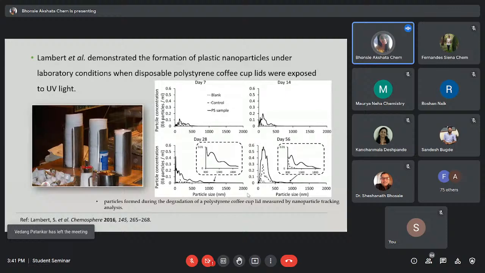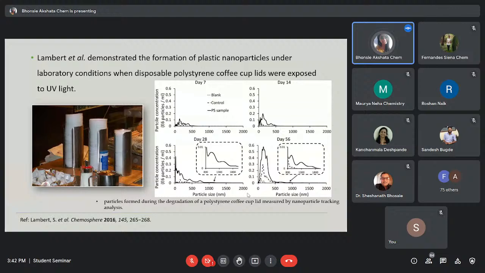On day 28, it is rising. Day 56, it is much higher. So he showed that when these polystyrene coffee cup lids were exposed to UV light, it results in fragmentation, the breaking down of these materials, and the production of nanoparticles. The very important conclusion which could be drawn from this is that the macroplastics lying so openly in landfills and on our Earth's surface, under the hot sun, are exposed to the sun's UV radiation and are producing nanoparticles.